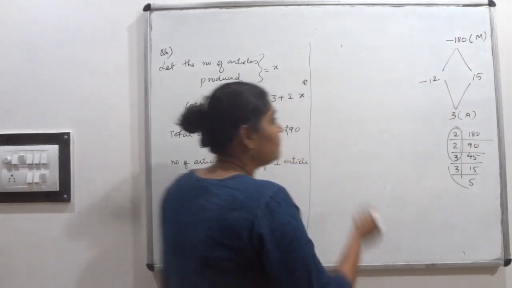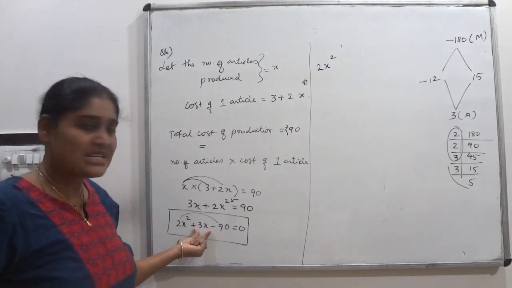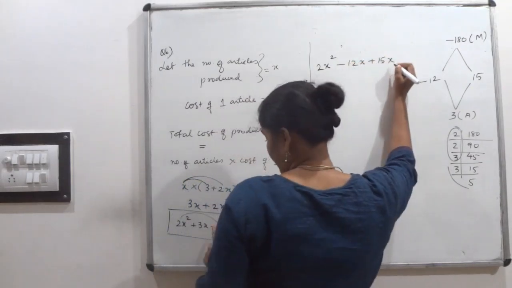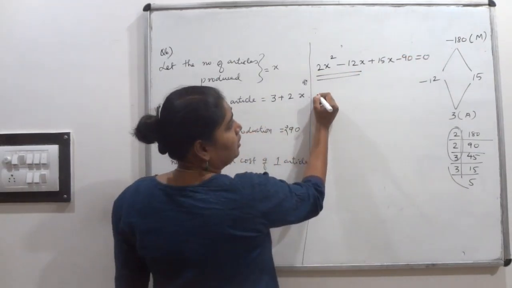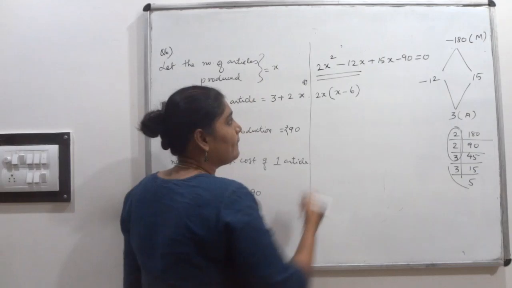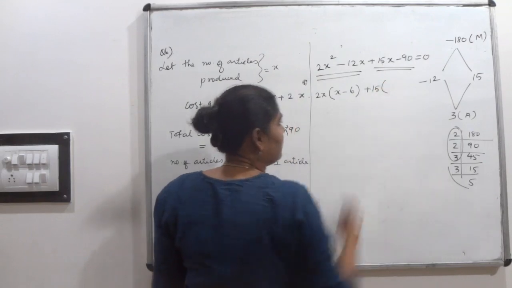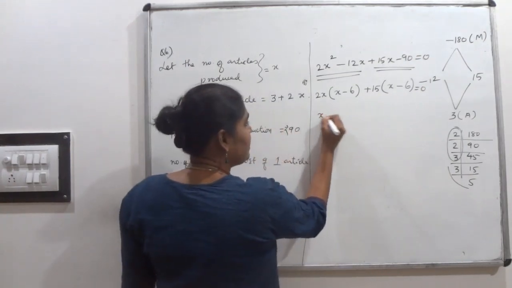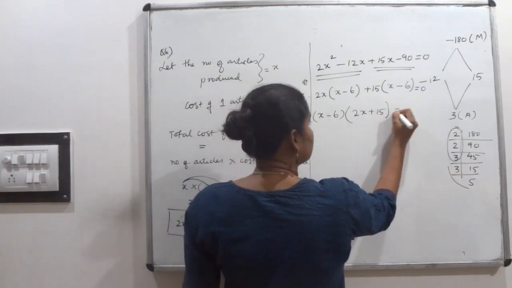Multiply these two numbers, what you will get? That is minus 180. So, I am going to write this equation: 2x square, in place of plus 3x, I am writing minus 12x plus 15x, minus 90 equal to 0. From these two terms, what is common? 2x is common, so take it out. What is left over? x minus 6. From these two terms, I can take out plus 15, and you will get x minus 6. x minus 6 is a common factor, so take it out. What is left over? 2x plus 15 equal to 0.